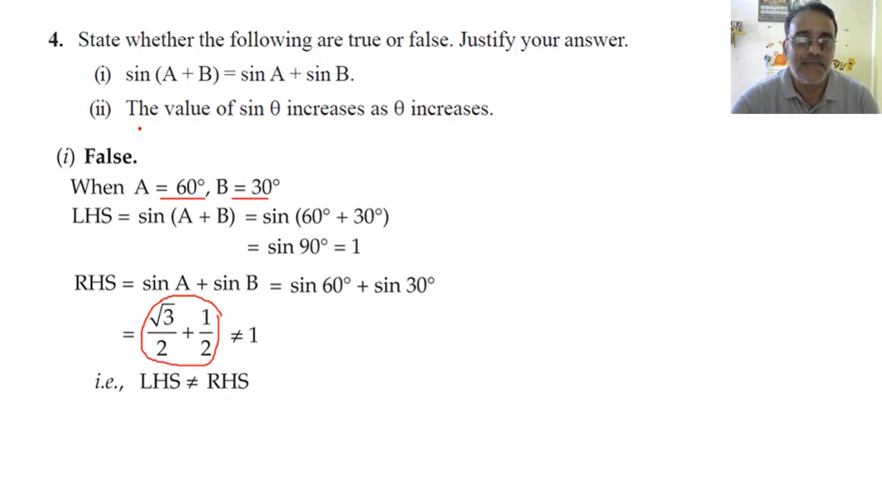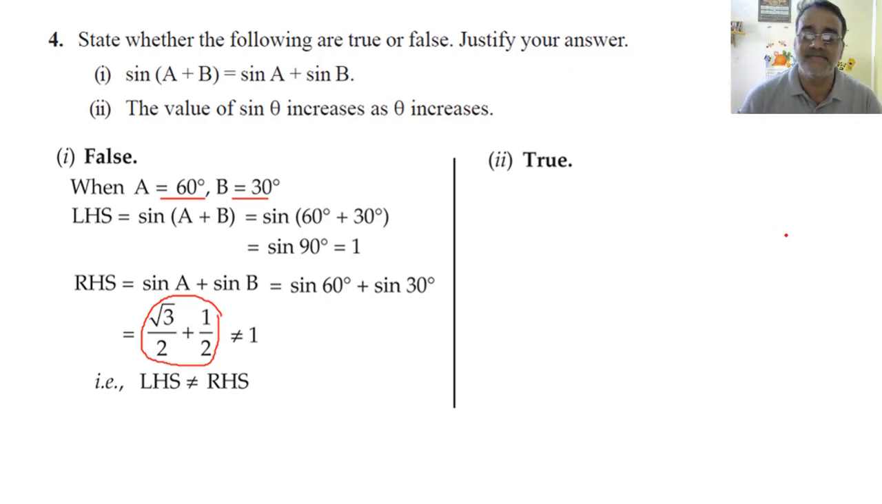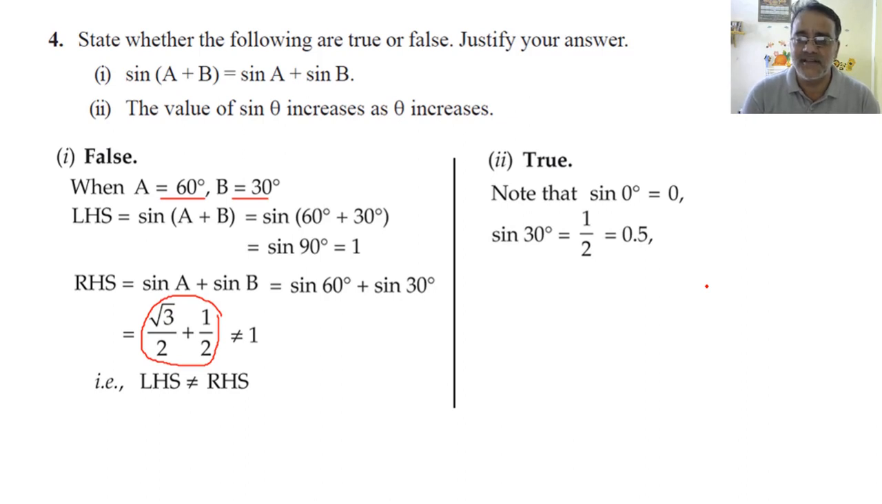Now next, the value of sine theta increases as theta increases. True or false? True. So justification. What is the value of sine 0? 0. What is the value of sine 30 degree? 1 by 2. So the value is 0.5.